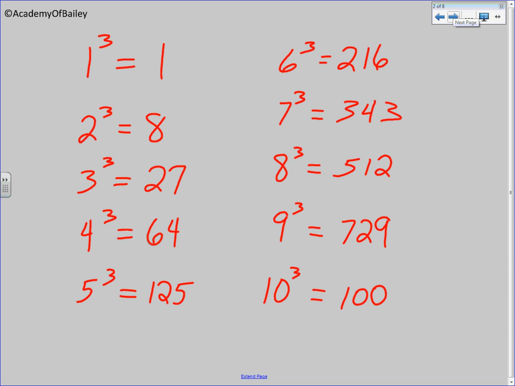Here's a list of the perfect cubes up through 10. It would be helpful if you had most of these memorized. It just makes things a lot easier to recognize. 1 through 5 should be fairly easy for you. Number 10 should be easy. And then it's just 6, 7, 8, and 9 that may be a little bit of a challenge for you.